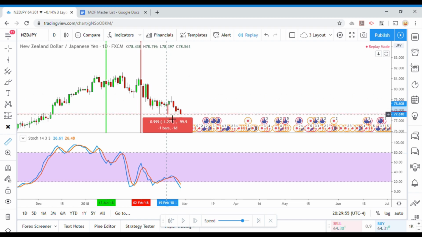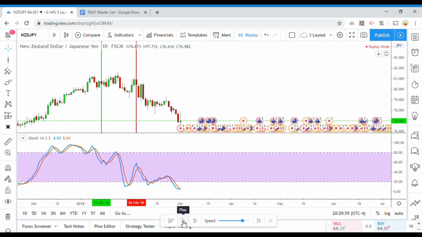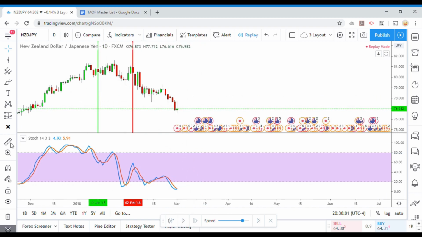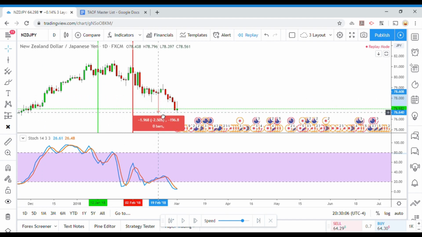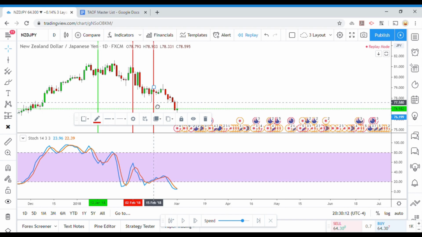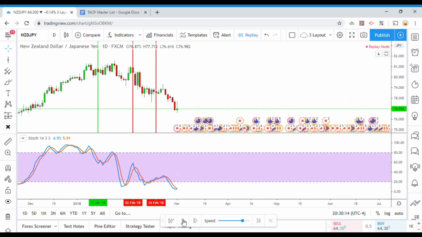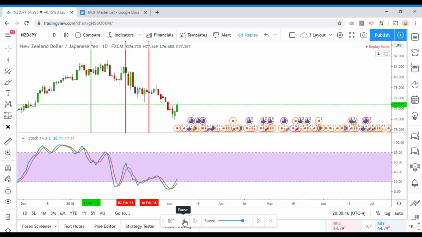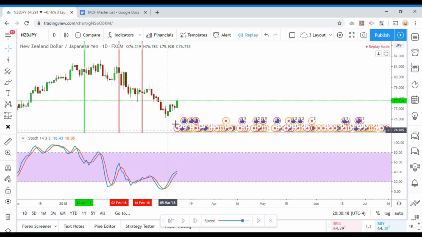We enter there. Nope, 70. Doesn't look like it stopped us out yet either. That one most certainly did. Yep, sure did. So, that is a loss there.